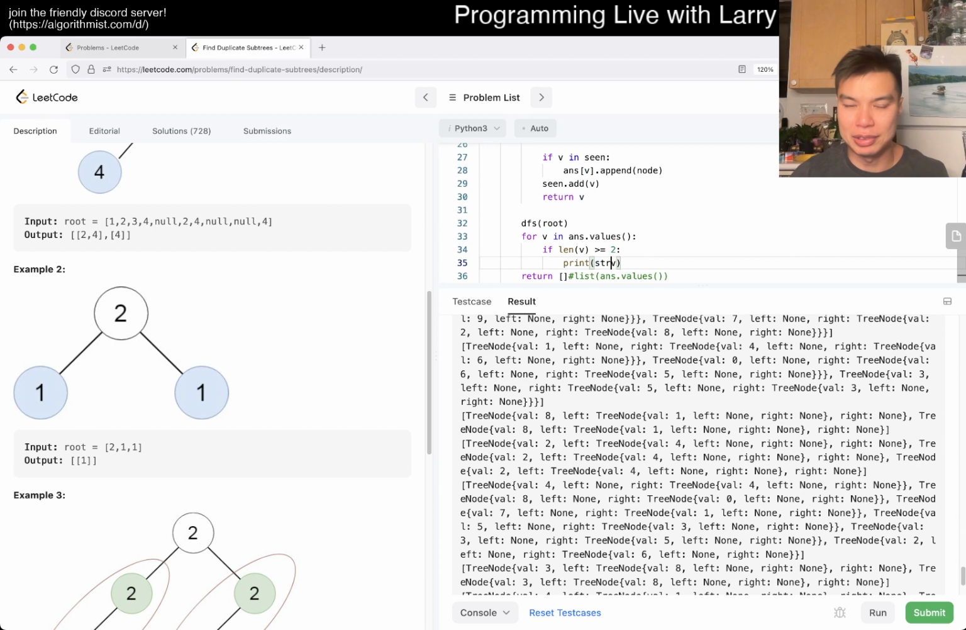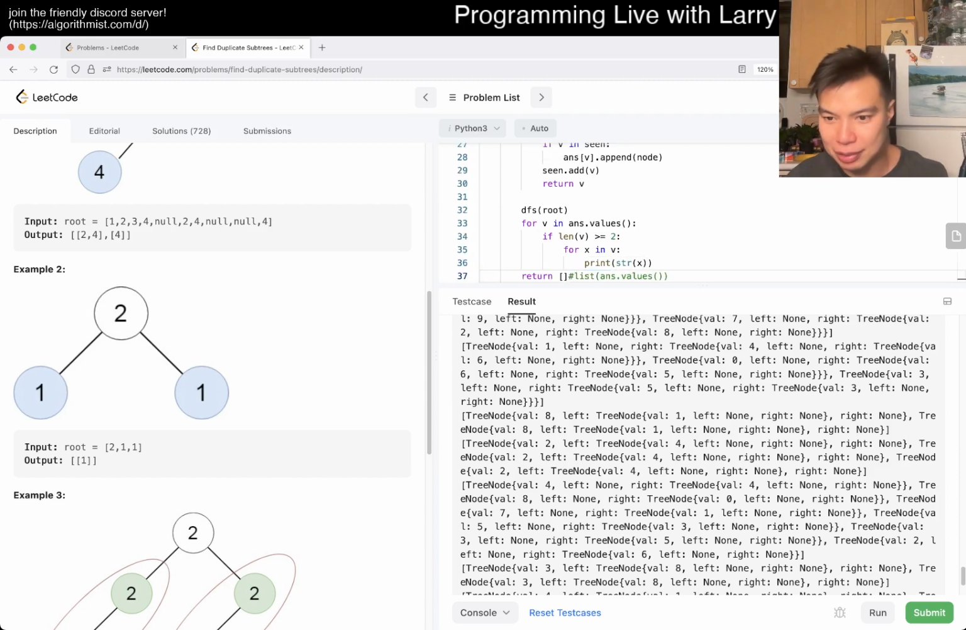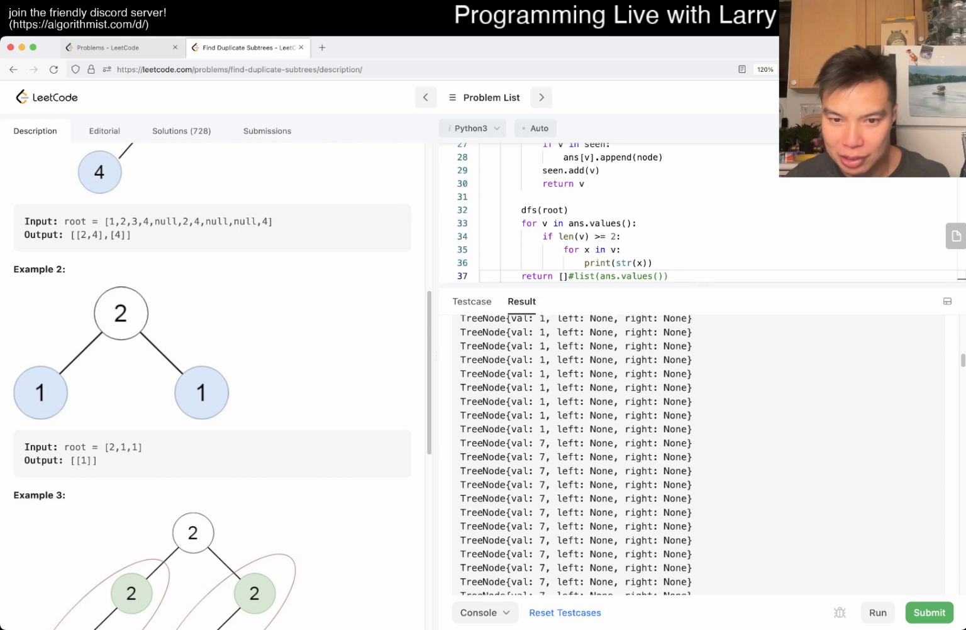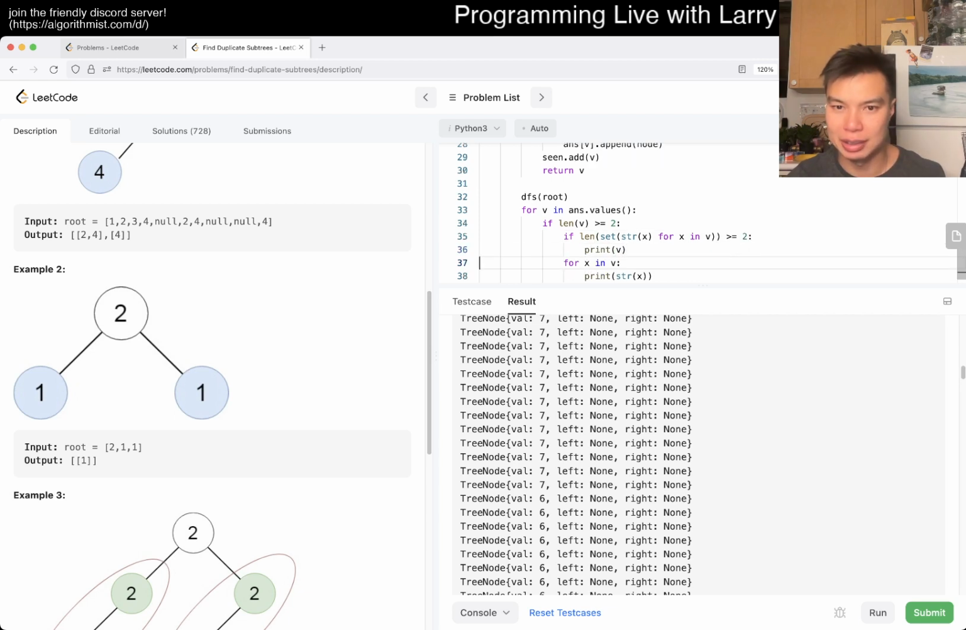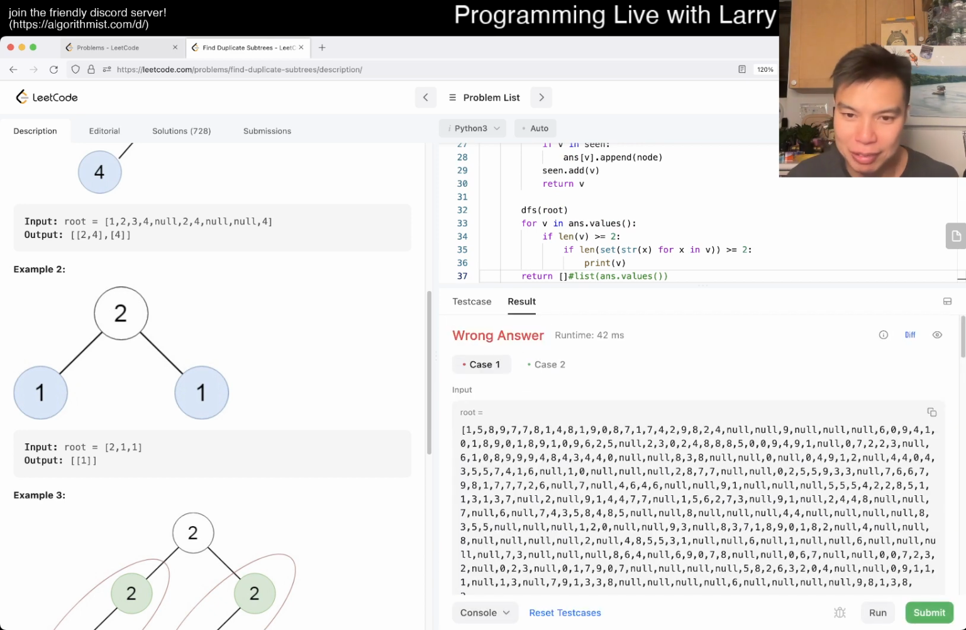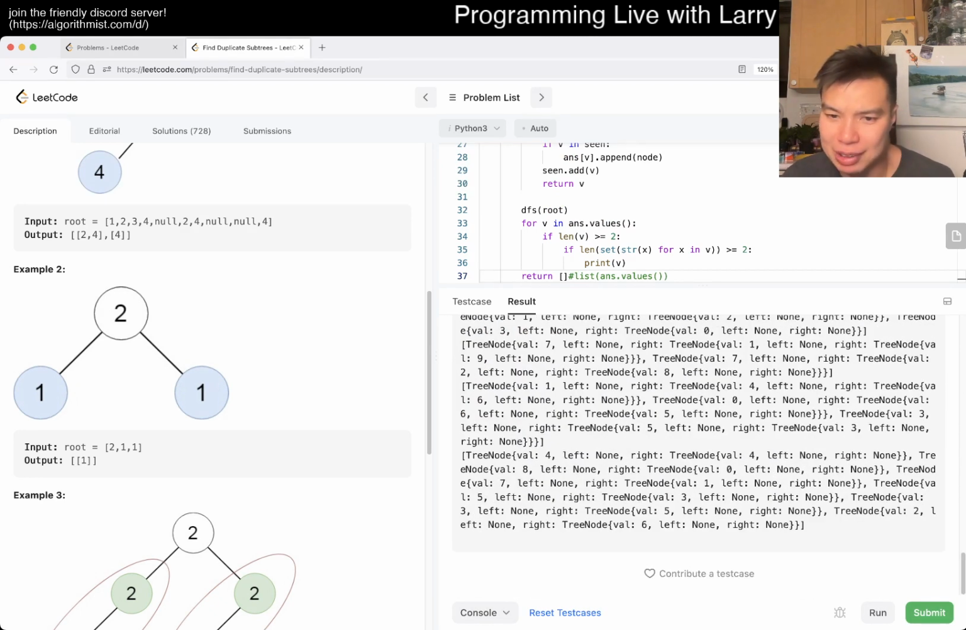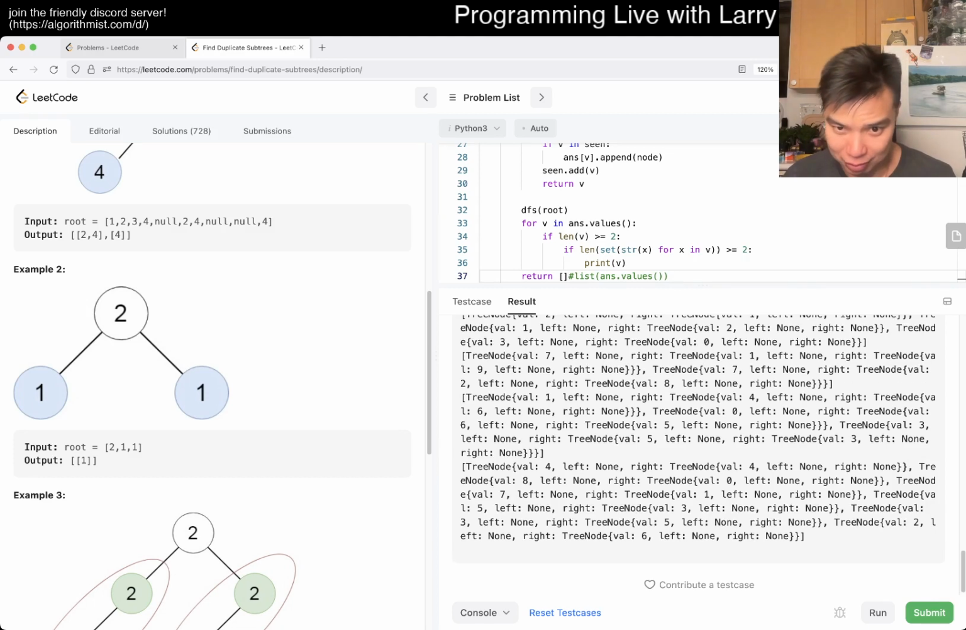Okay, so then maybe we can do for x in v, we'll put string v. I just want to see whether it stringifies correctly. So then it's stringified like this. Then maybe we can print if the length of the set of string x for x in v is greater than 2, then print v. Because the stringify is the better one. So this is definitely doing something. So my math is doing something really wrong.